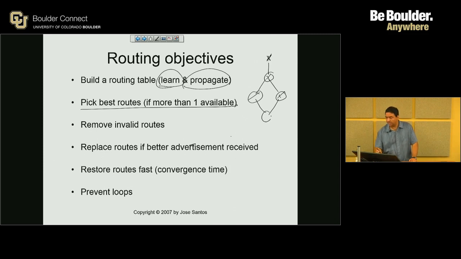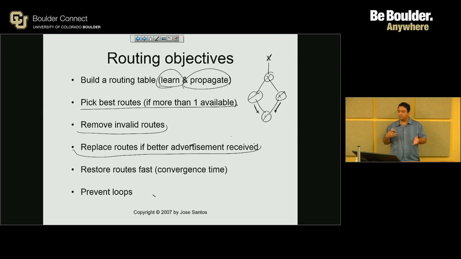If a route goes away, take it off. How soon that happens will eventually differentiate one protocol from another. And if you get a better one, you change the link speed, or you have a new wire, a new port, a new interface, the protocol has to be smart enough to select the best path.